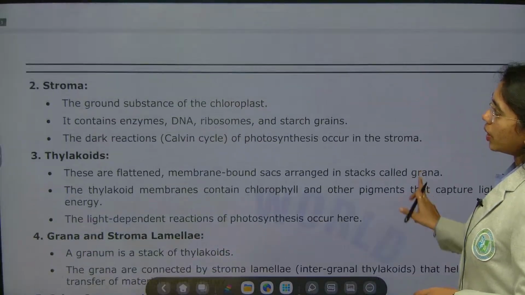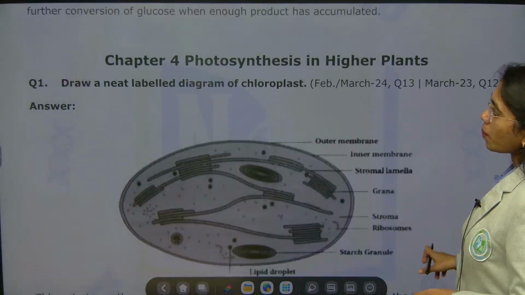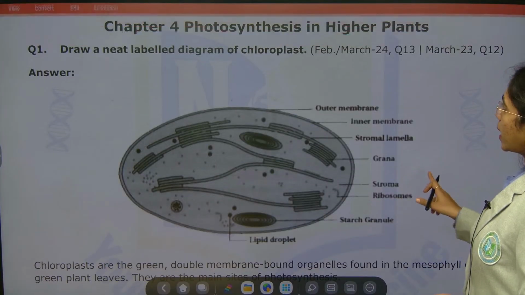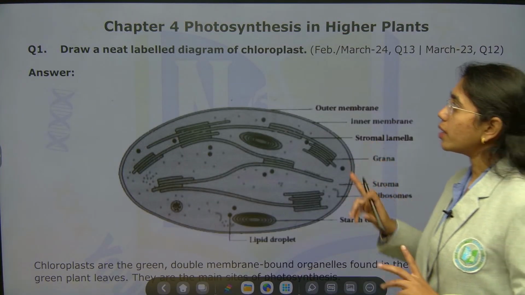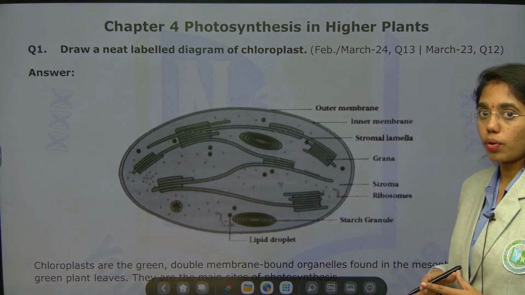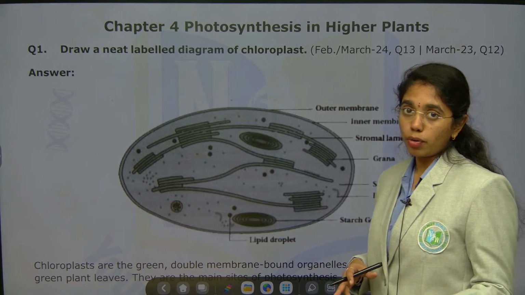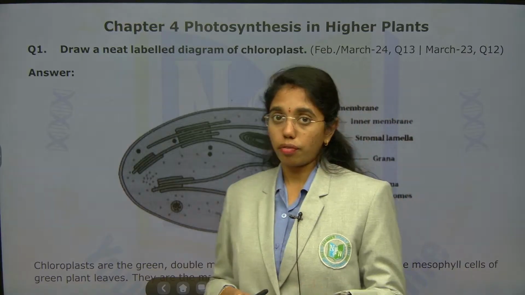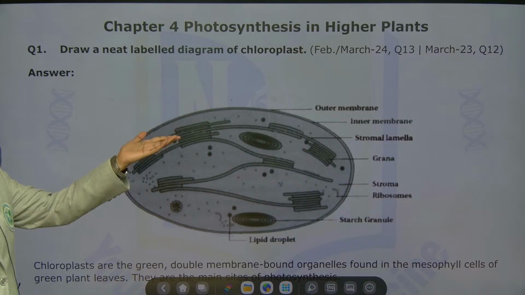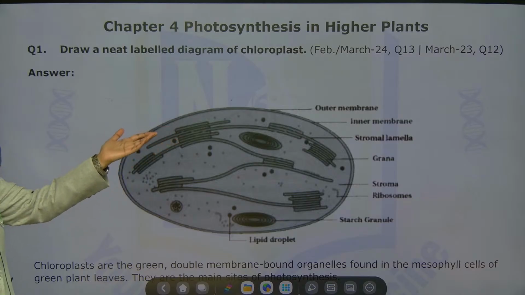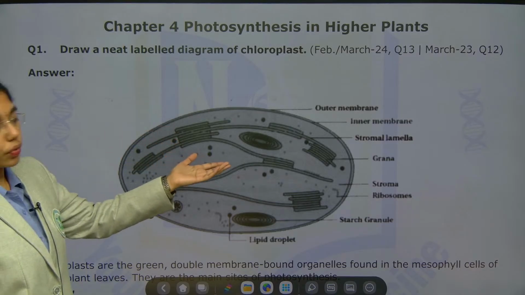So, if you see here, draw a neat labelled diagram of chloroplast. This question is there in cell biology as well and in photosynthesis as well, because in double membrane bound organelles of the cell, the unit of life, we have this question about chloroplast, and it is a multiple times asked question, like in 2024 might be, in 2023 might be.